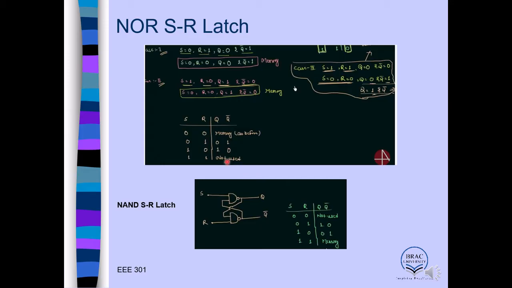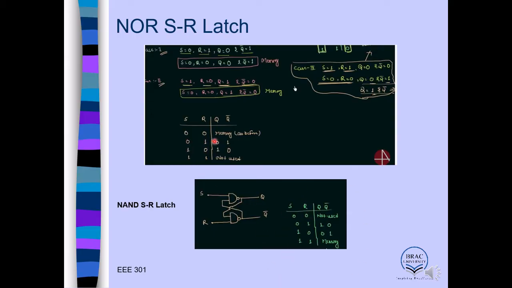I suggest you try to do the same thing for the NAND SR latch. So this is your NOR SR latch, and this is the truth table. For the NAND SR latch, the circuit will look like this. And if you follow the procedure from case 1 to case 3, you will find this kind of truth table.